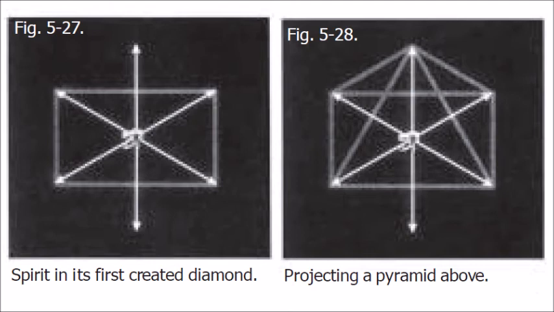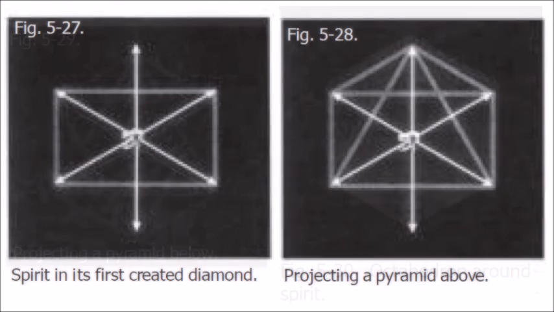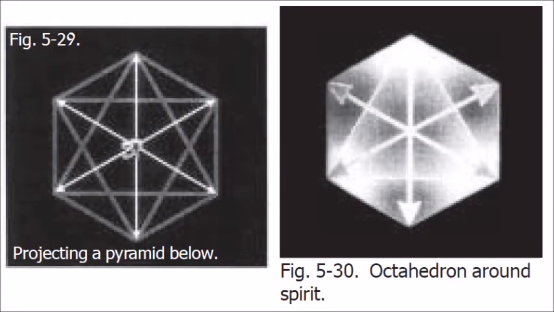Then from the square they send a beam up to the top, forming a pyramid around the base of the square, Fig 5-28. After they create the pyramid on top, they then send a beam down to the bottom point, forming a pyramid below, Fig 5-29. If you look at this in actual 3D space, the two back-to-back pyramids form an octahedron. Here's another rendition of the octahedron, Fig 5-30.